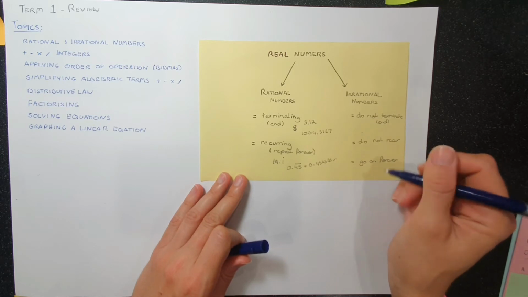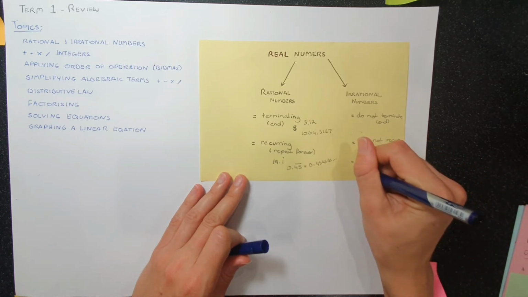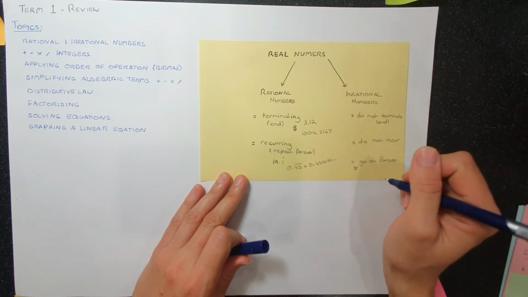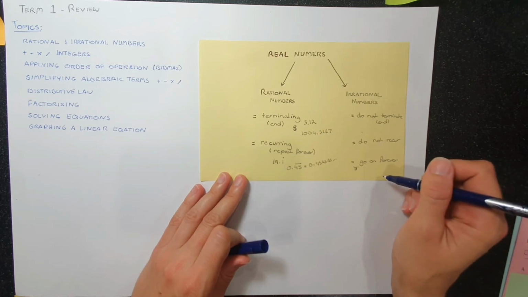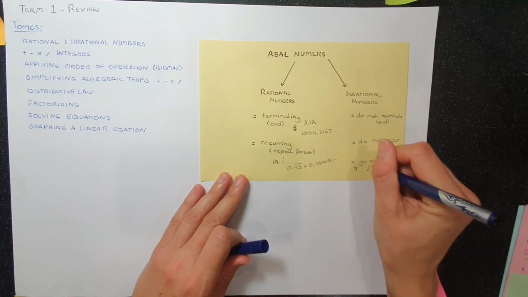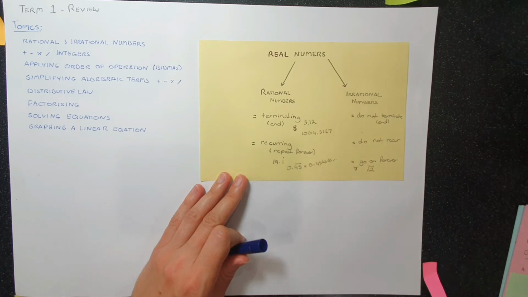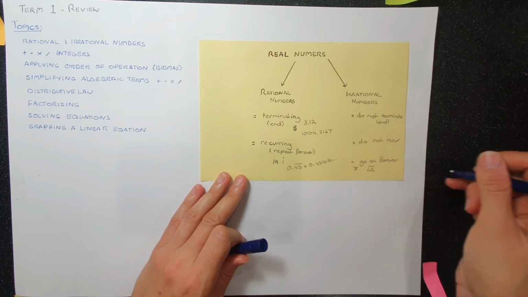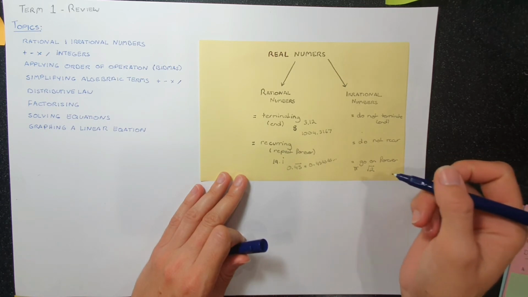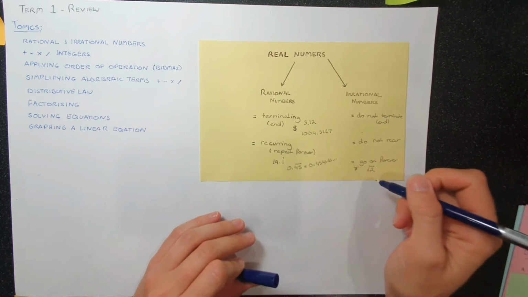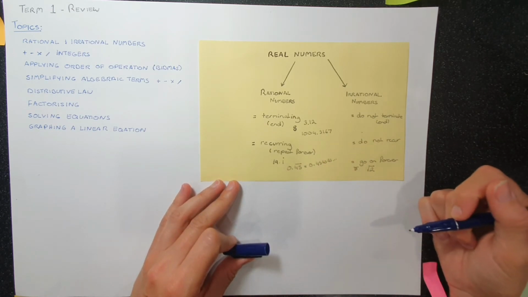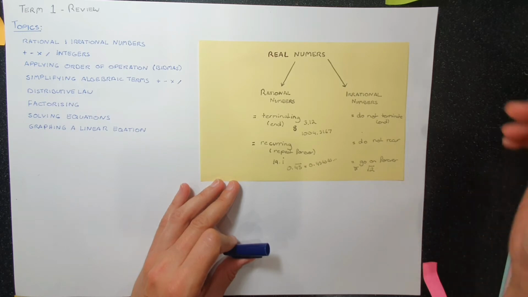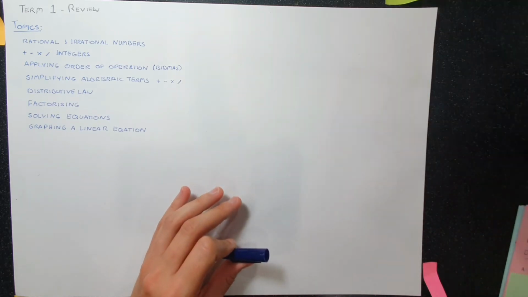Some examples of these might be pi, 3.14 and so on, and it keeps going and going. Another example might be a third. If you put that in your calculator, you'll get a decimal that will go on and on forever without any pattern to it, or any recurring number or series of numbers that repeat again and again. So that is our quick summary of rational and irrational numbers. Time to move on.